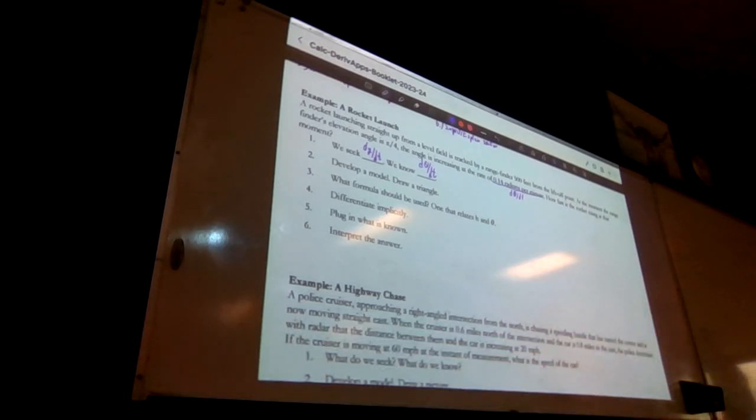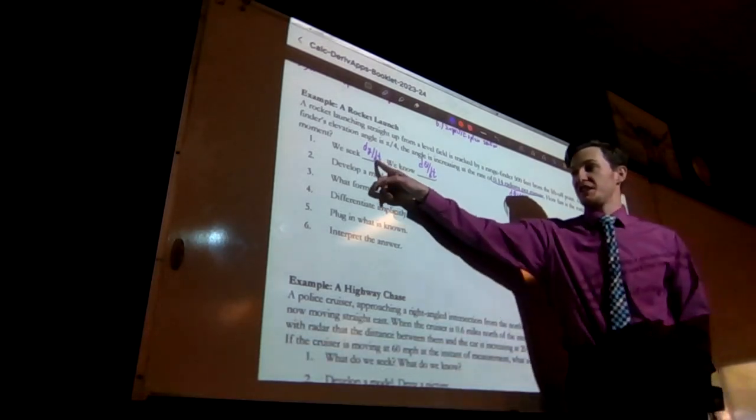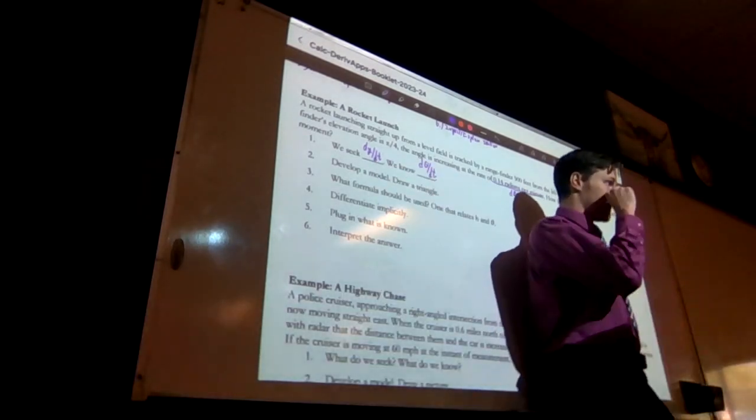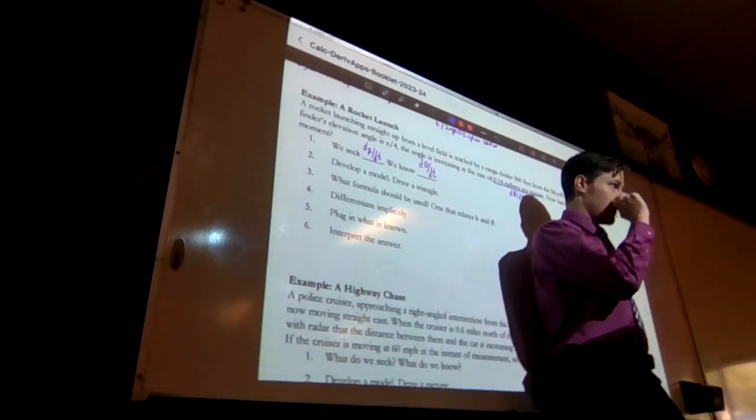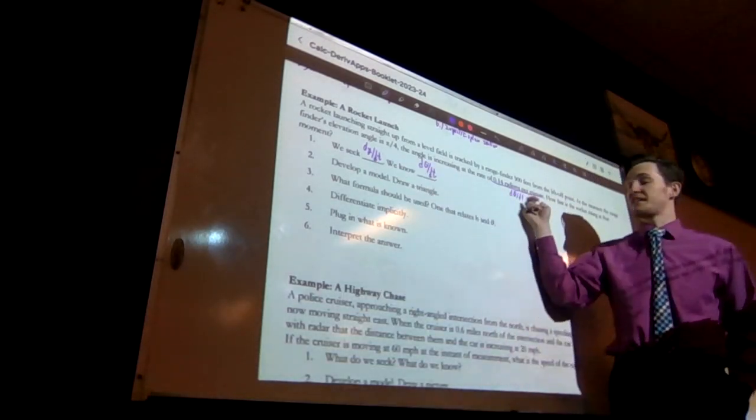Yes, Lucy? What does it say under the underline? dy over dt and d theta over dt. Okay, I was talking about the underline. Oh, this d theta over dt. Yeah.